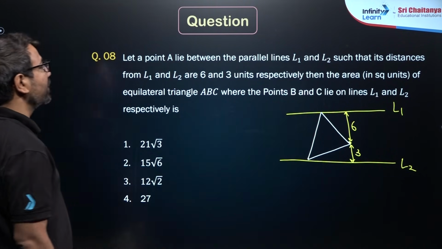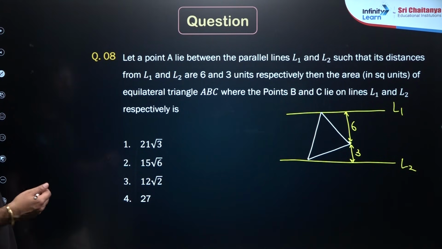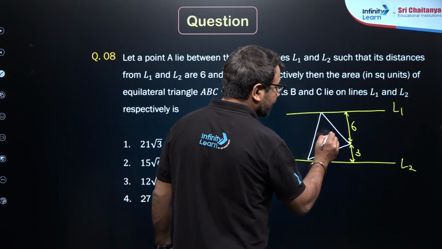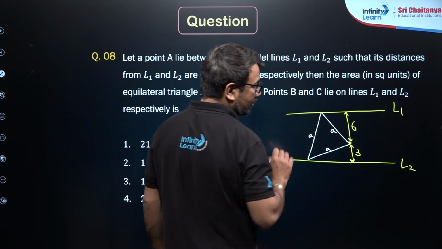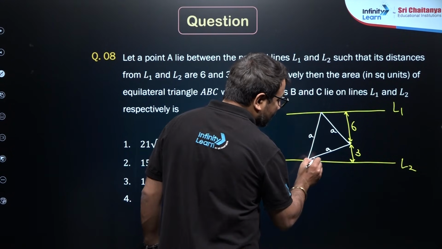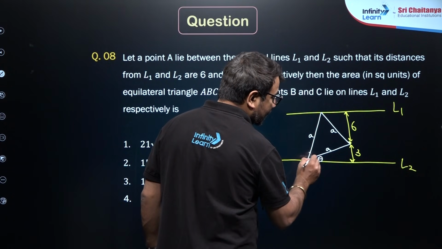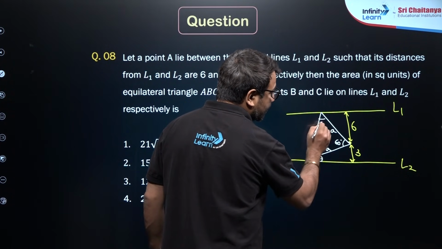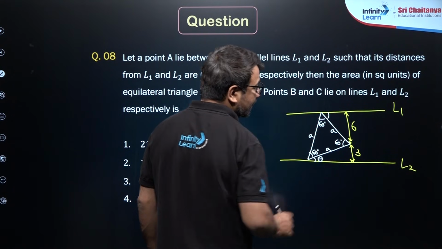I hope you are able to understand. Now they are asking you to get the area of the equilateral triangle. So how will you find it? Let's say this side length is A, this side length is A, and this side length is also A. Let's say I am assuming this angle as theta. So here it is 60, here also it is 60, here also it is 60. So what about this angle?